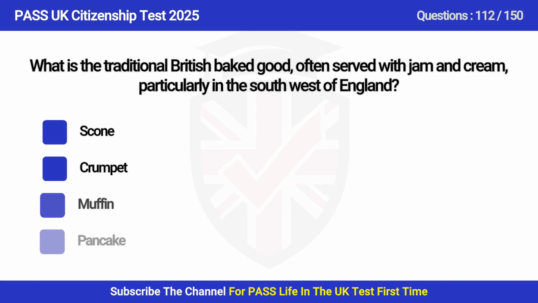Question 112. What is the traditional British baked good, often served with jam and cream, particularly in the southwest of England? A. Scone, B. Crumpet, C. Muffin, D. Pancake.